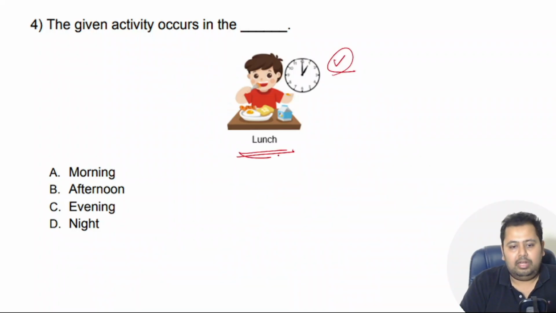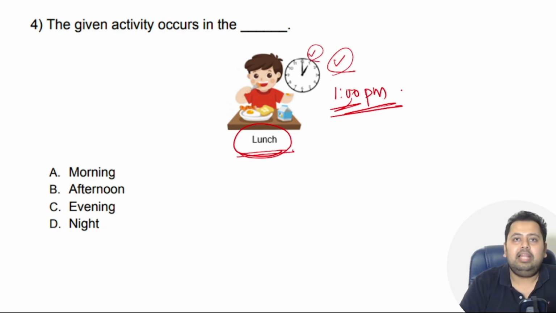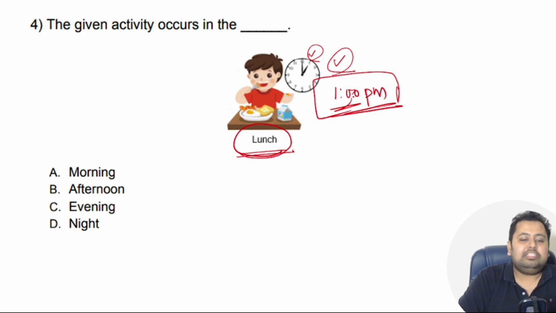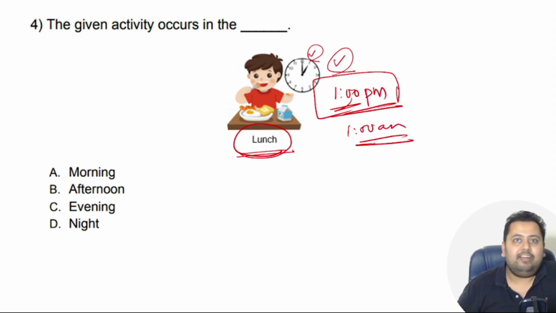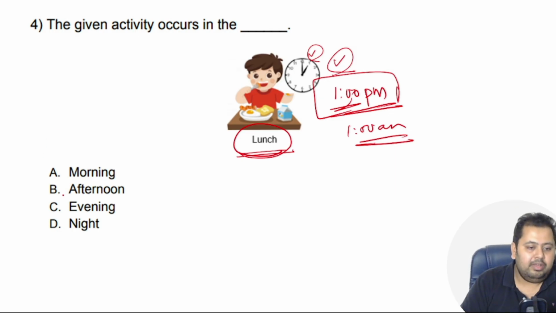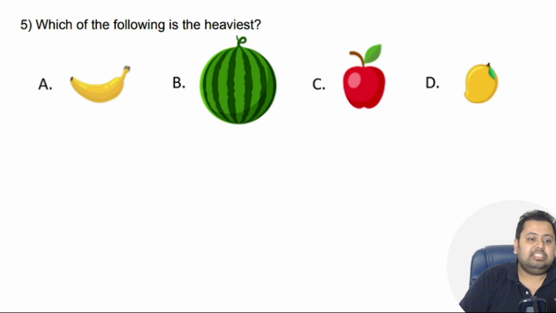So you have lunch in the afternoon, and the time that is also given over here is 1, right? So 1 o'clock is nothing but 1 p.m., right? Because lunch always happens in the afternoon, and obviously you're not going to eat anything at 1 a.m., right? 1 a.m. is night, and you are not going to have any kind of food at that point of time. So option number B is your correct answer. We go to question number 5.